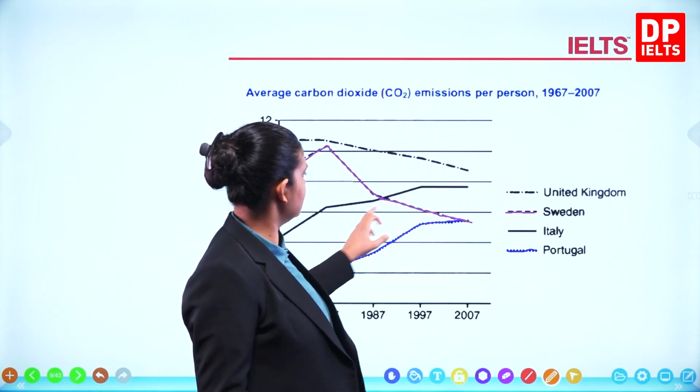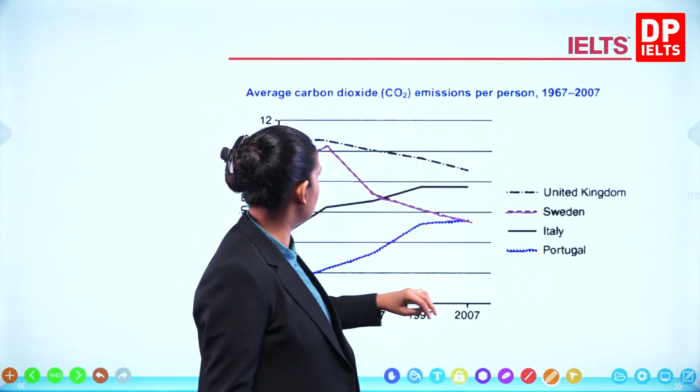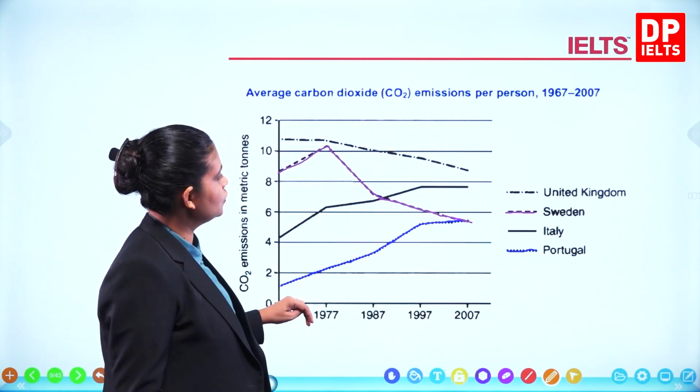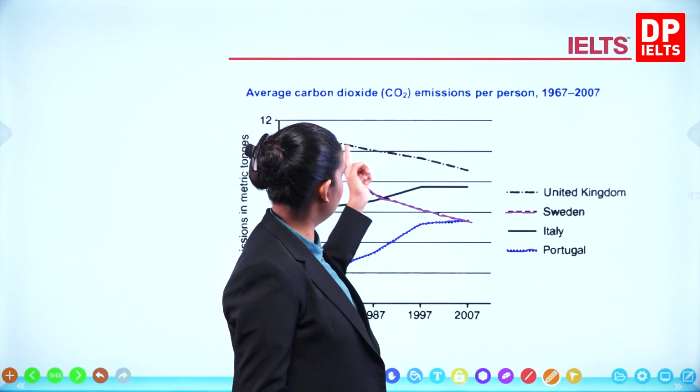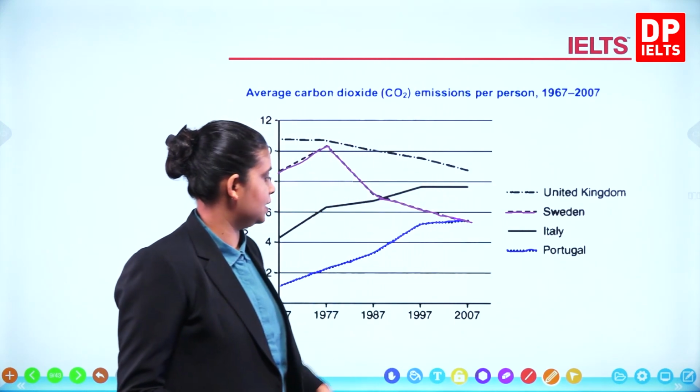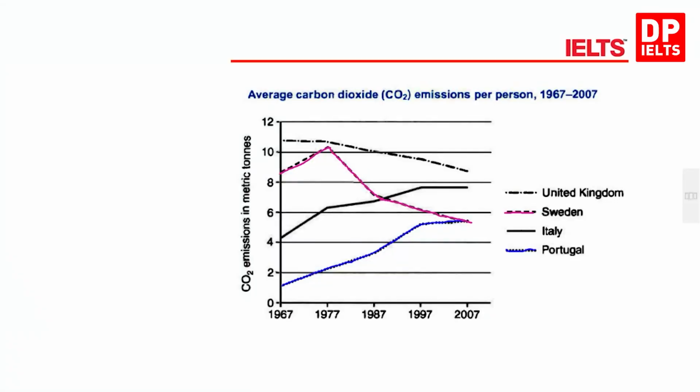So you can see which ones have increased, okay? It is Italy and Portugal that has increased. However, Sweden has increased for some time but then started to decline, and then UK again was stable for some time and then declined. So I'd like you to take a few minutes and jot down an answer. Off you go. Take 20 minutes to do the task.